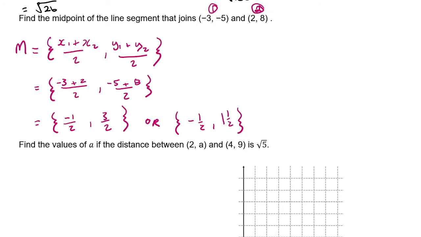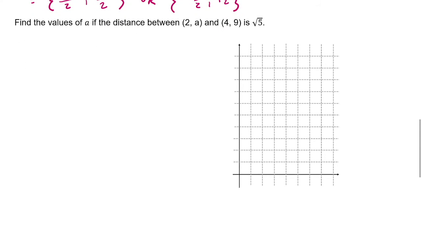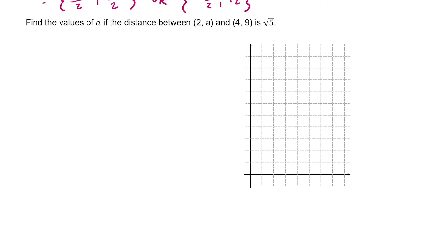Okay. One last example before we finish this video. We have a slightly more problematic question. Find the values of a if the distance between 2, a and 4, 9 is the square root of 5. We've got you a little bit of a graph here if you'd really like to try draw it. I'm less likely to. Okay. We can see how it looks graphically a little bit later.